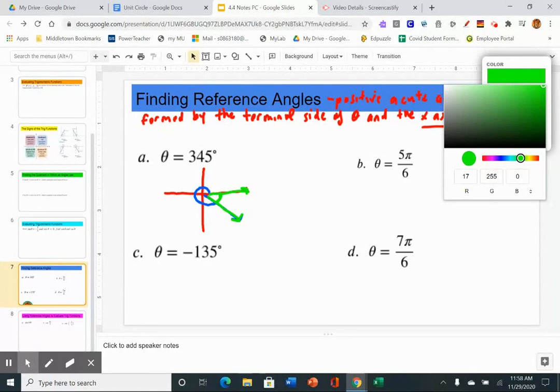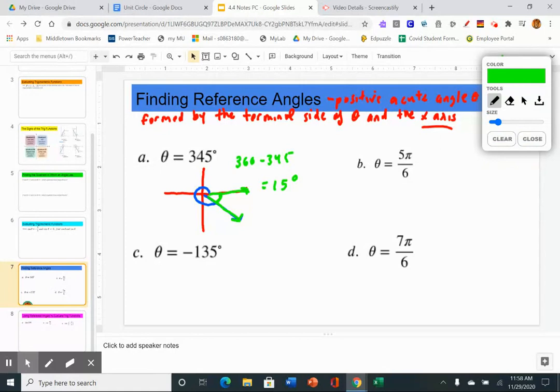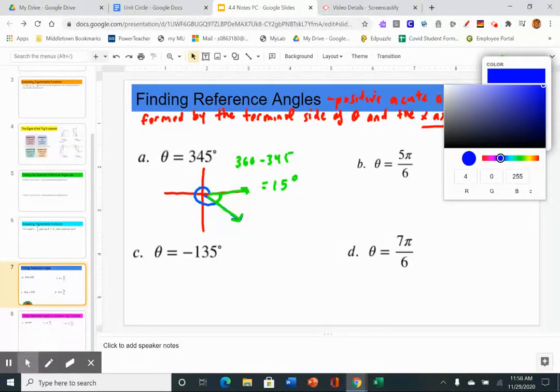That is just going to be 360 minus 345, which is 15 degrees. So again, it is a positive acute angle formed by the terminal side of theta and the x-axis. So there you go. When theta is 345 degrees, the reference angle is 15 degrees. All right, letter B. Now we're going to do one in radians.